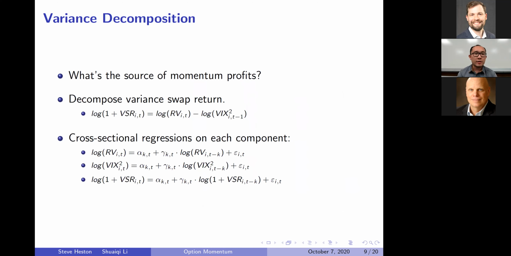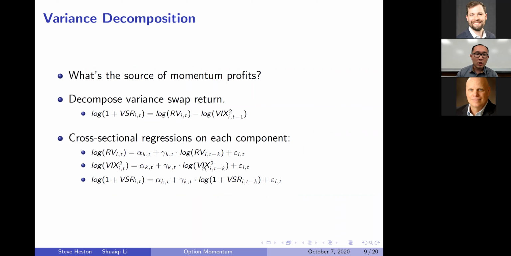All right, next, we try to examine the source of momentum profits. We decompose the variance swap return into a realized variance component and a VIX price component. To check how each component could be predicted by their own lags, we run a cross-sectional regression on each component. So specifically, we regress the realized variance or the VIX price on their own K-month lag. And the coefficient gamma measures the average response of realized variance to its own lag.